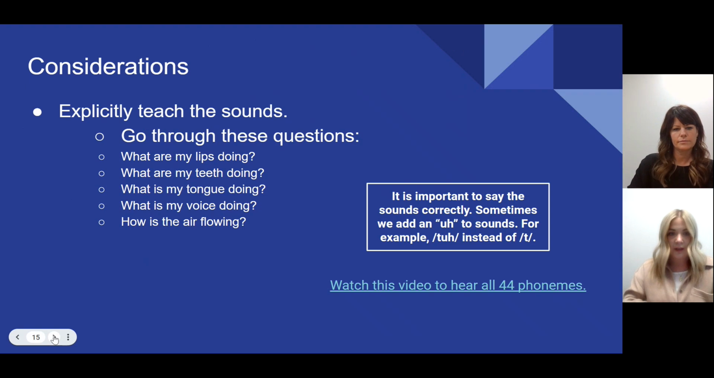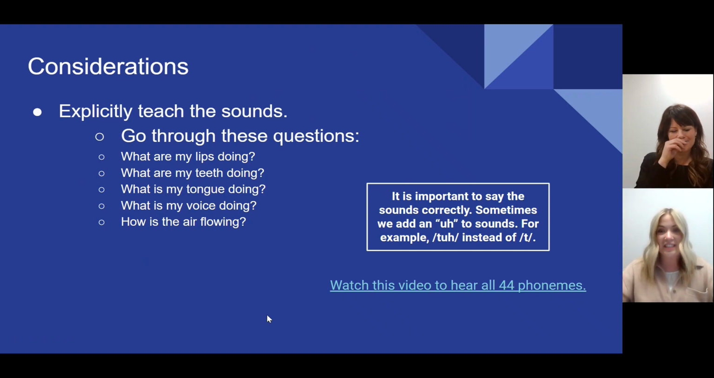Okay. All right, so some considerations to think about. As you teach each sound explicitly, go through these questions with your students. What are my lips doing? What are my teeth doing? What is my tongue doing? What is my voice doing? And how is the air flowing? So these questions will really help your students articulate the sounds correctly and make sure that you're modeling them as well. So go through these 5 questions, make sure they can see you pronouncing it correctly.